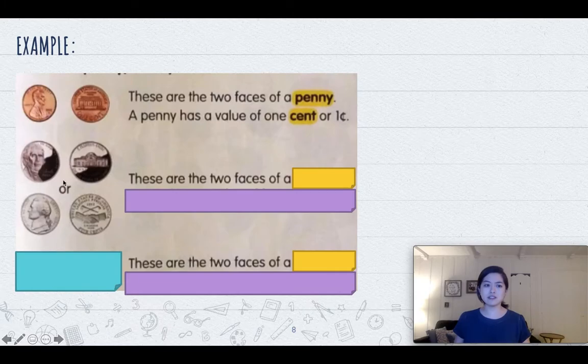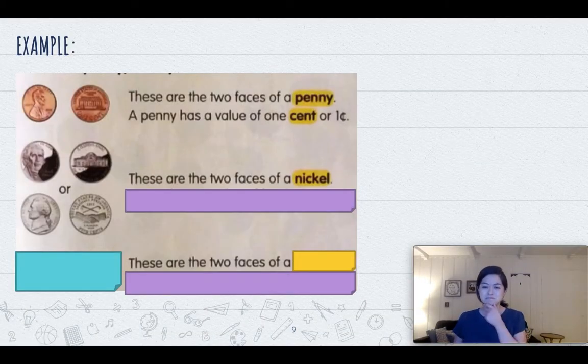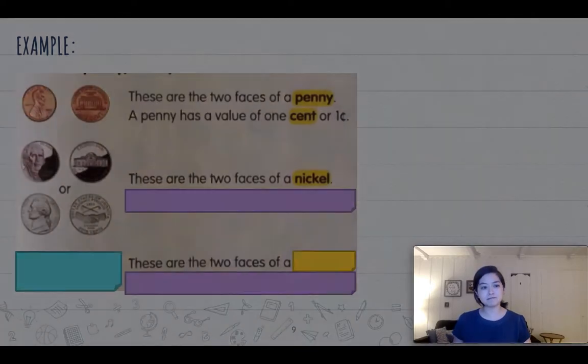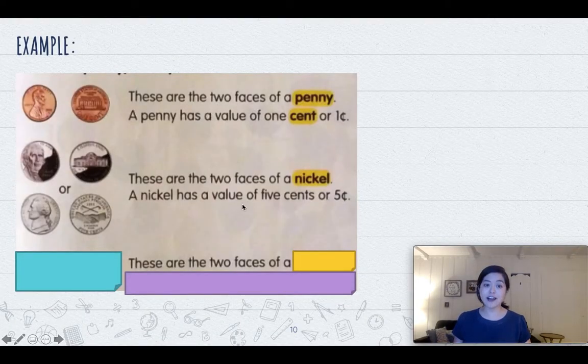What about these coins here? Let's see. Do you recall the name of these coins here? We have the front side with the heads and the back sides here. These are the two faces of a nickel. What's the value of 1 nickel? A nickel has a value of 5 cents, or we write it with the number 5 and the cent sign.